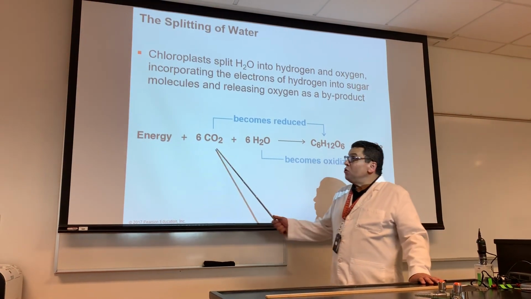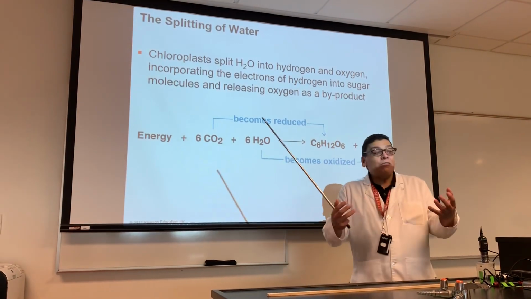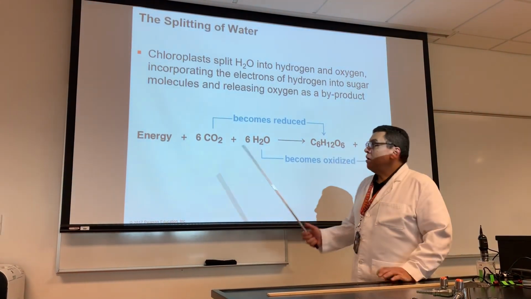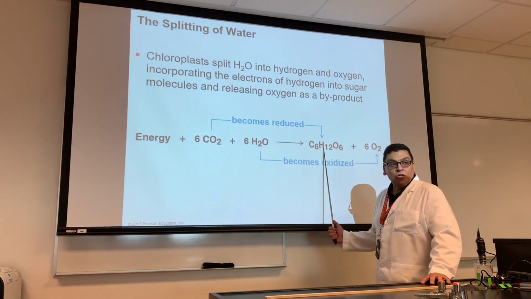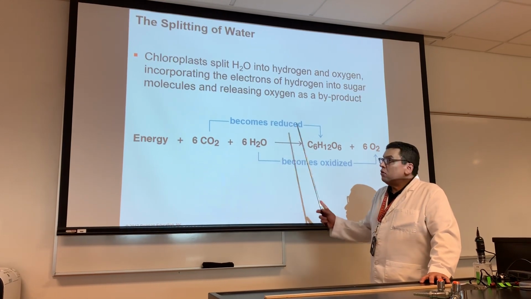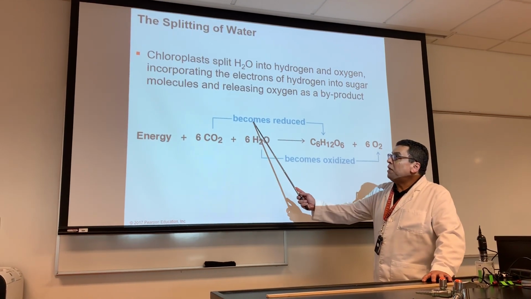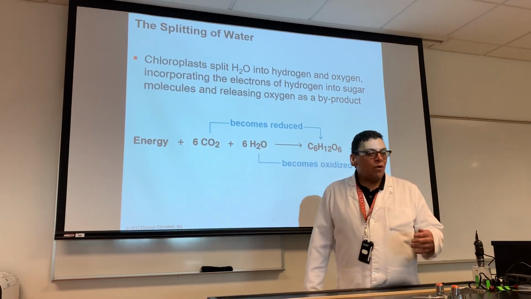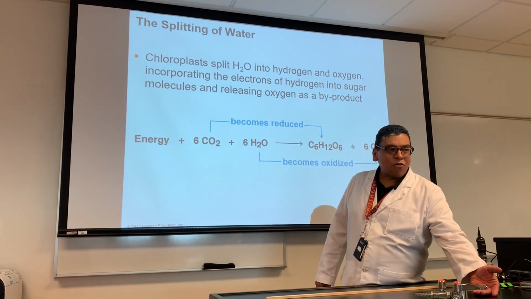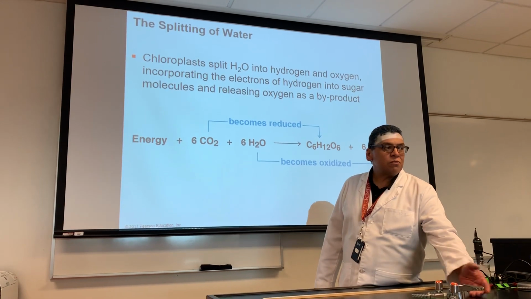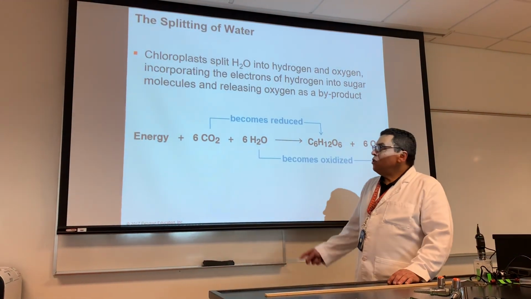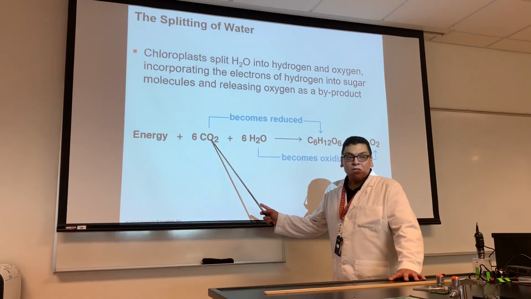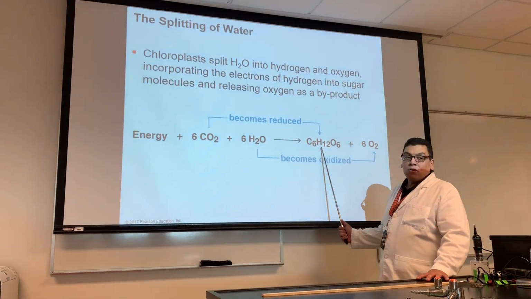So CO2 is receiving electrons and becoming sugar, glucose. So CO2 is being reduced. Remember, reduction is when you give something an electron, you call that reduced. So in photosynthesis, CO2 is reduced into glucose.